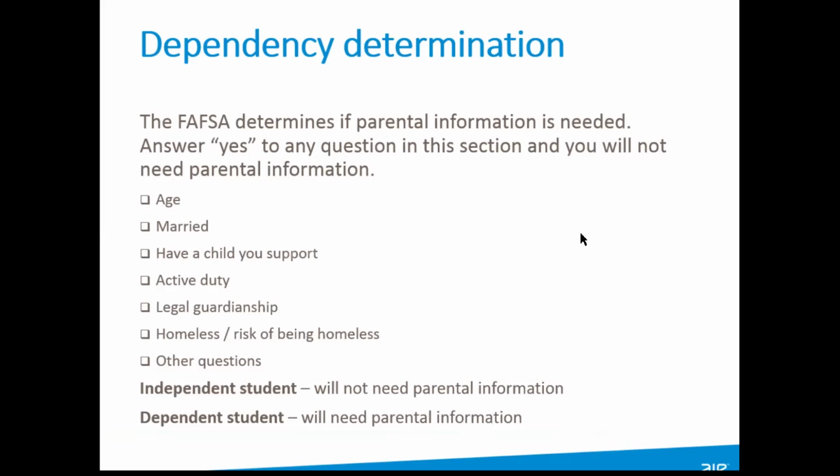The FAFSA has some special terms and special definitions that are unique to FAFSA. One of those terms and definitions is independent and dependent. It doesn't really speak to whether a student is truly independent or truly dependent upon their parents. It's really about whether a student can answer yes to any question in that section. Again, if a student can answer yes to any one question, they're independent and won't need parental information. If they can't, they're dependent and will need parental information.